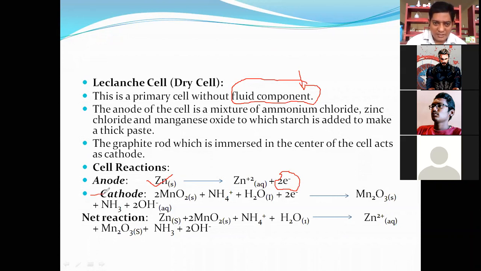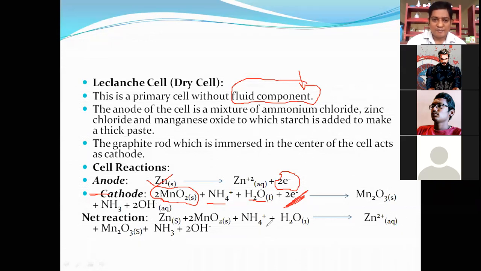Now we will see the cathodic reaction. In the cathodic reaction, manganese dioxide, MnO2, in the presence of ammonium chloride and H2O. Now this point is very, very important. Gain of electrons is known to be reduction reaction. Oxidation reaction takes place at the anode and the reduction reaction takes place at the cathode, right?